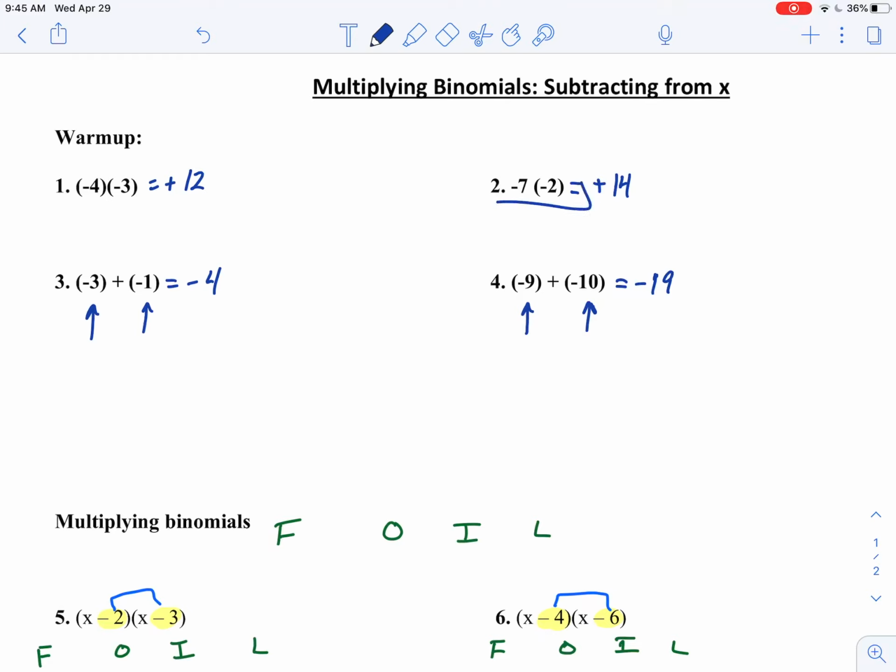So whenever you're multiplying negatives, the negatives cancel out, but whenever you're adding negatives, then you are going to keep that negative sign.